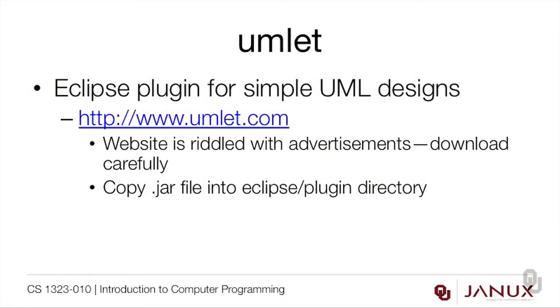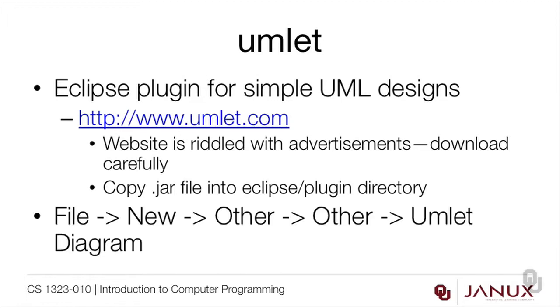Now, if you go to download this yourself, their website is absolutely riddled with advertisements. So download very carefully. A lot of those buttons that say download on the page actually are downloading their advertiser software, not the Umlet software. So read very, very carefully. It is there, it's just kind of hidden. What you're going to need to do is copy the jar file that you download into the Eclipse plugin directory. Now, we haven't been in that directory in a while. The TAs and I can help you if you have trouble with that.